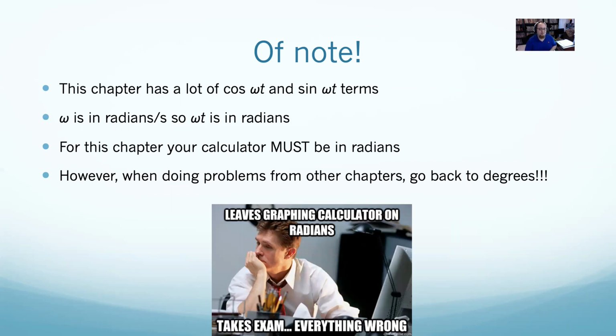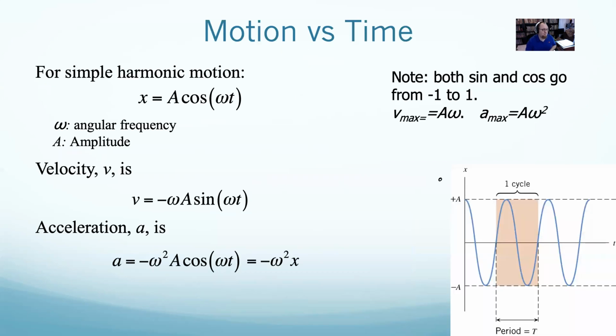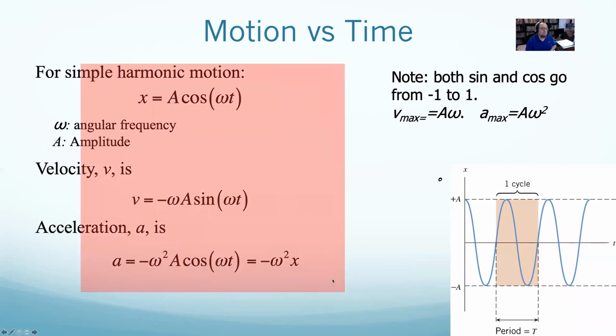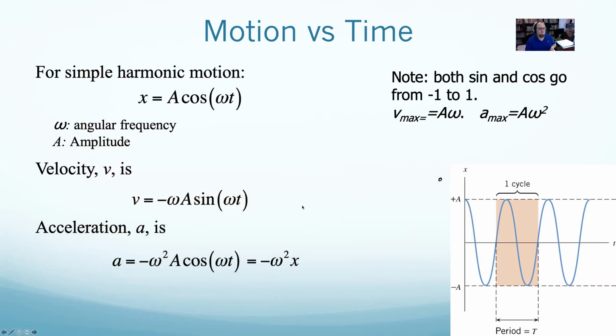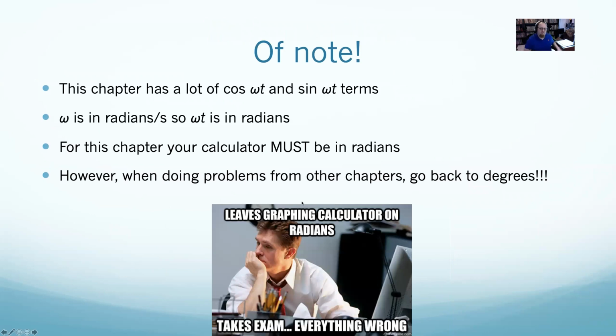I will go one step further. I always make it so these equations never show up on the final. The reason why is because I think it's mean if I had one problem where your calculator had to be in radians and everything else in degrees. I will not put these equations on the final, so your entire final will be in degrees. But on the homework for this chapter, put your calculator in radians. Okay?